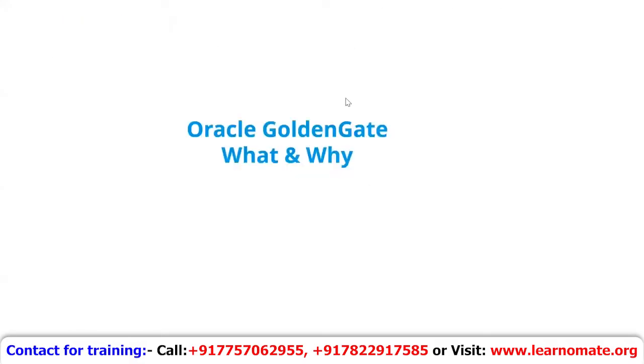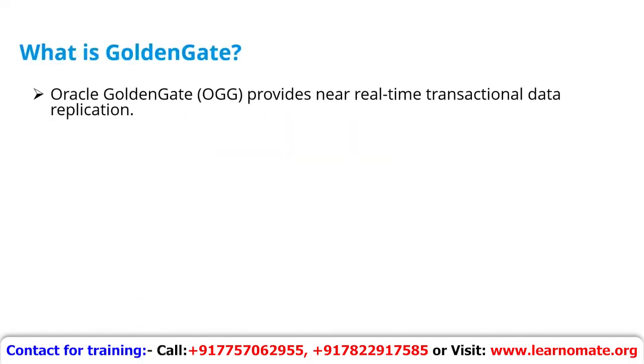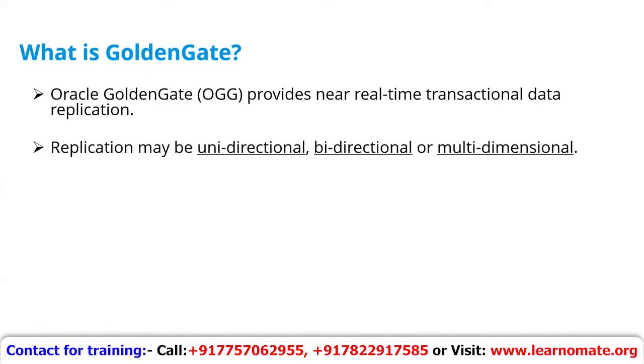So Oracle GoldenGate, what and why? GoldenGate is a CDC tool. Basically, GoldenGate was founded in 1995 and it wasn't Oracle GoldenGate when it was founded. It was a standalone company. In 2009, Oracle took it over, and since then it is known as Oracle GoldenGate. Oracle GoldenGate provides near real-time transactional data replication. That means as soon as a transaction is committed on source, it gets replicated on the target database.